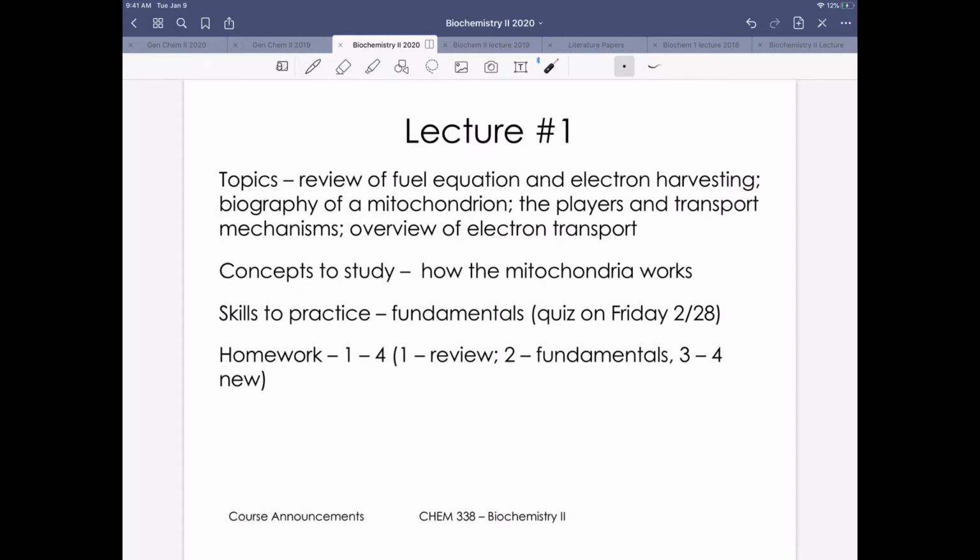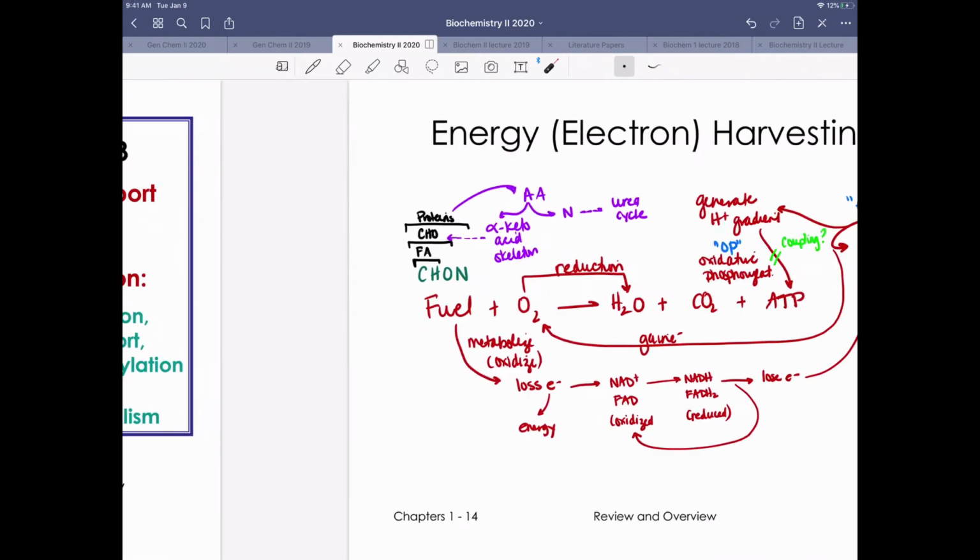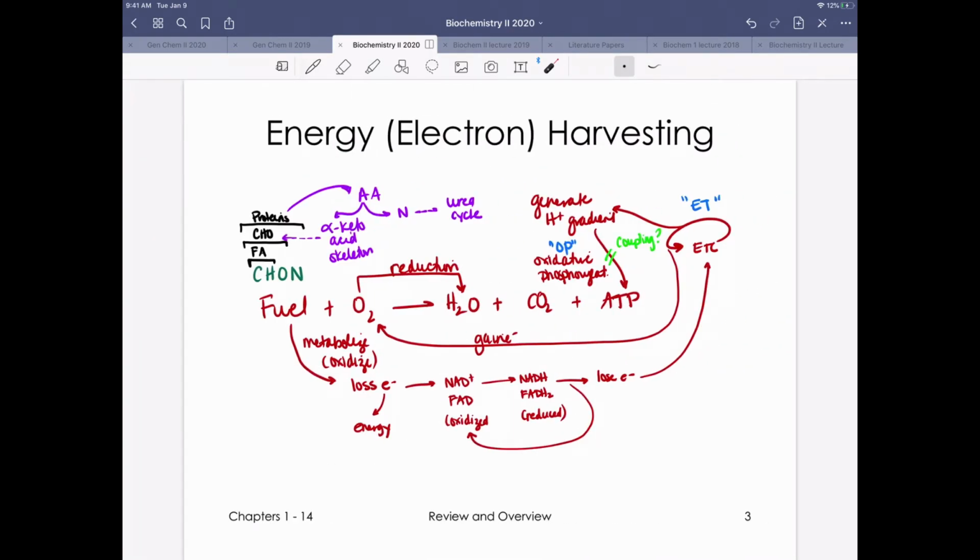So our fourth learning unit is on electron transport and oxidative phosphorylation. We've been working with this equation since the start of biochemistry, and now in this last learning unit we are going to put all of the detailed pieces together. Again, fuel becoming oxidized, losing its energy as electrons, which are transferred to these middlemen, NAD+ and FAD. Their reduction into NADH and FADH2 is a way to harvest and save those electrons.